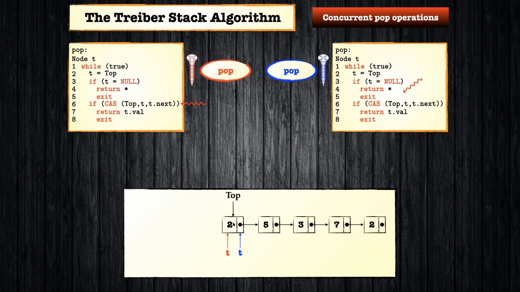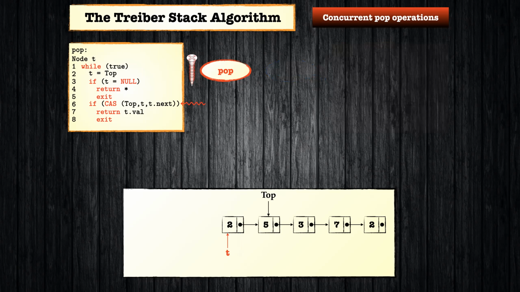So again, you check for whether it's null. No, it's not. So now you do the class operation. Is top equal to t? Yes, it is. So whoever succeeds in doing the class first will succeed. And in this case, I think it's the blue, if I remember correctly. So the top will be redirected to the next element, and we return t-val, which is the 2 here.